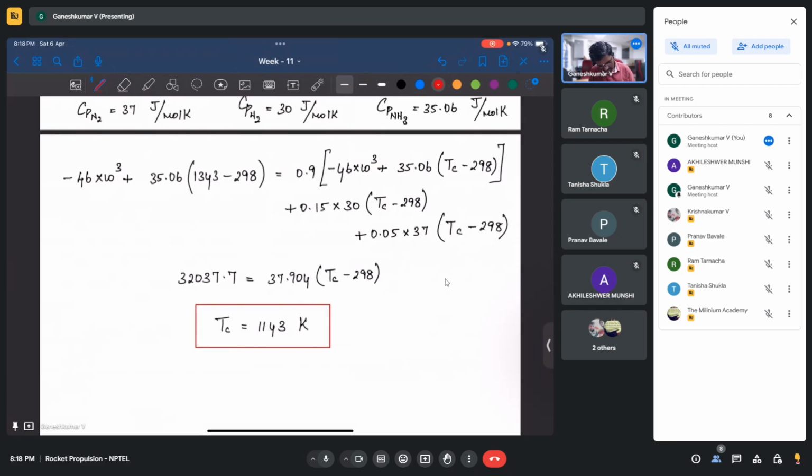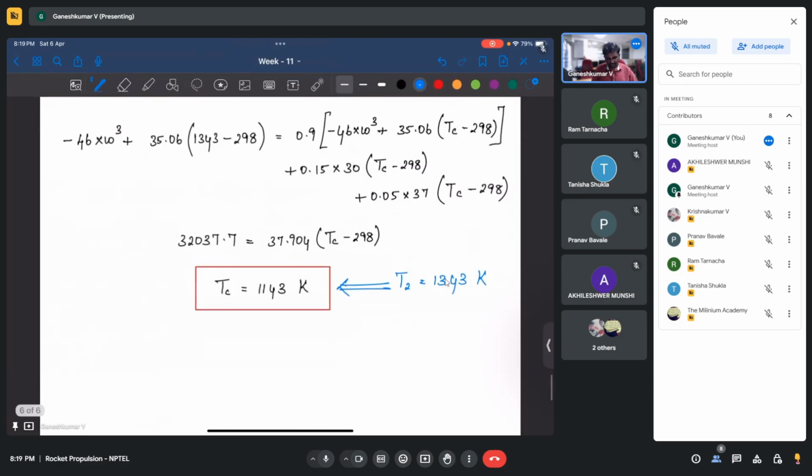So initially we had T2 to be 1343 kelvins, and you can see because of dissociation your temperature has reduced around 200 kelvins. Just 10% of ammonia dissociation has caused this problem. And now let's say if all the ammonia is dissociated, your temperature is going to be very low. It's going to be useless if we are going to use it as a thruster.